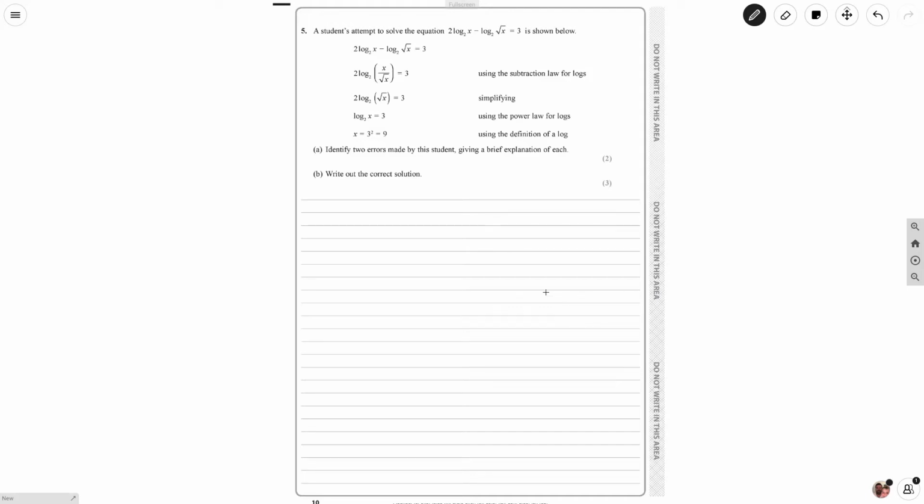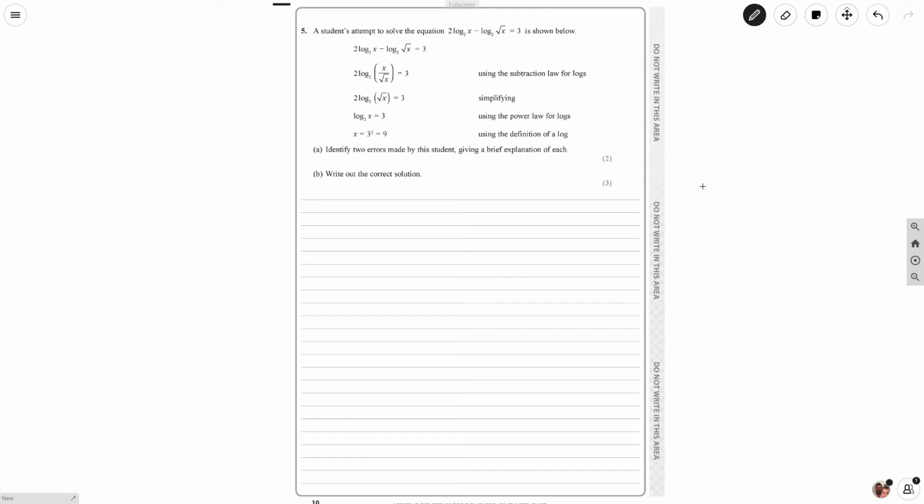So on to question 5 on the May 2018 AS paper 1 Edexcel. So, logs question here. This seems to be a new type of question in that they like to write out some algebra. It doesn't have to be logs, but they like to write some algebra out, and then you're expected to find the errors in that working out.